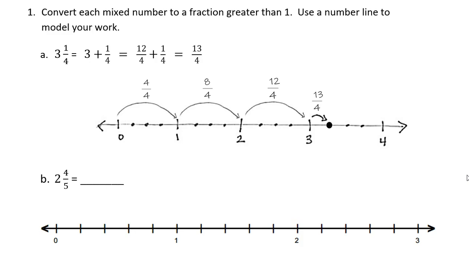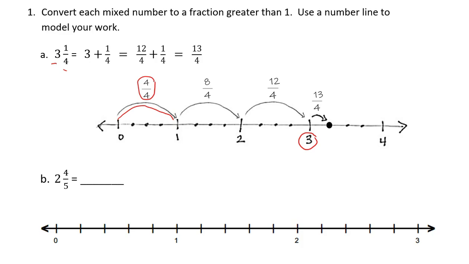In question A, I started with the mixed number 3 1/4. That means that I have 3 wholes and 1/4 left over. What I need to figure out is how many fourths I have in all. If I look at my number line, I'm showing my hops that get me to 3 wholes. And I'm also showing that each hop consists of 4 fourths. Since 4 is my denominator, each whole has been divided into 4 equal pieces.